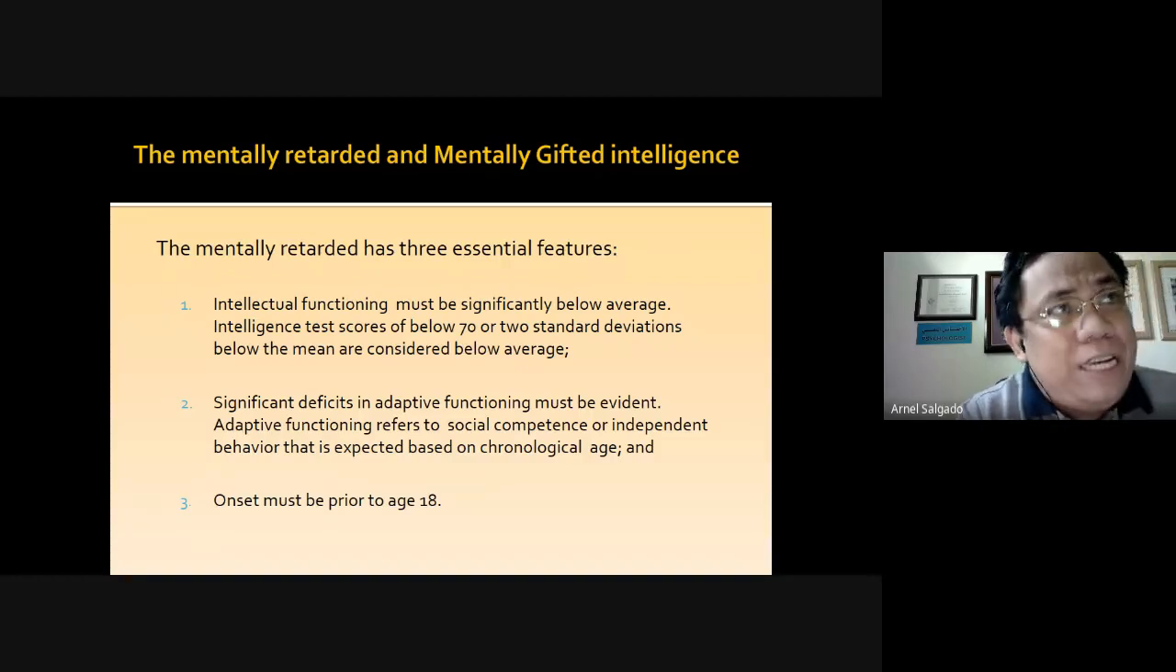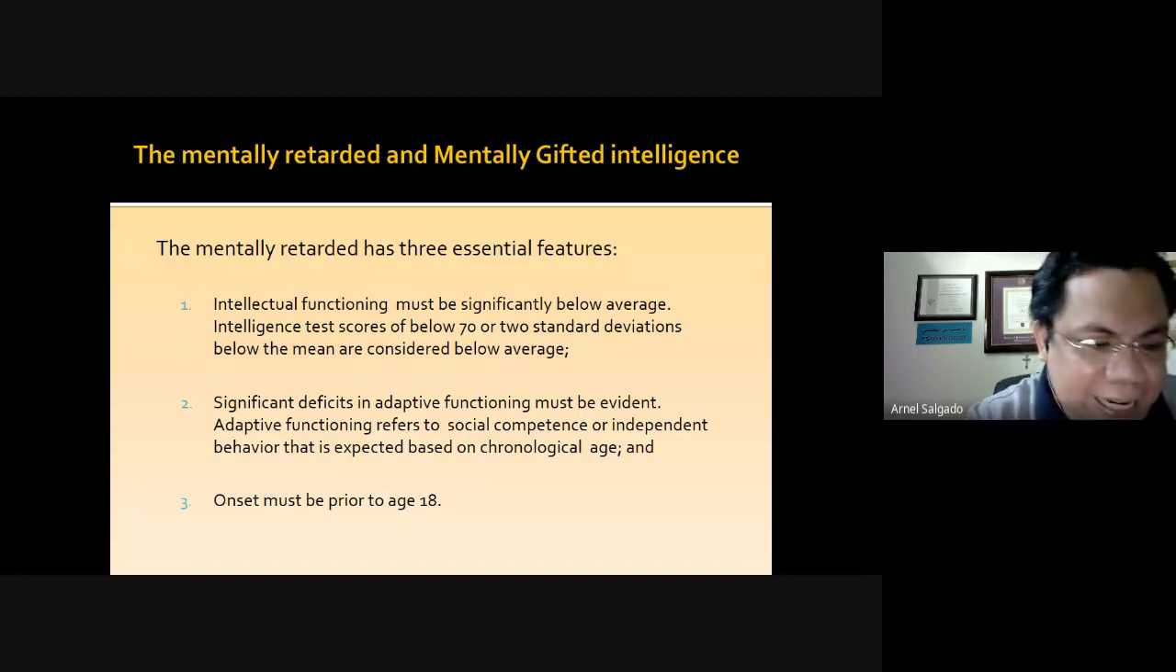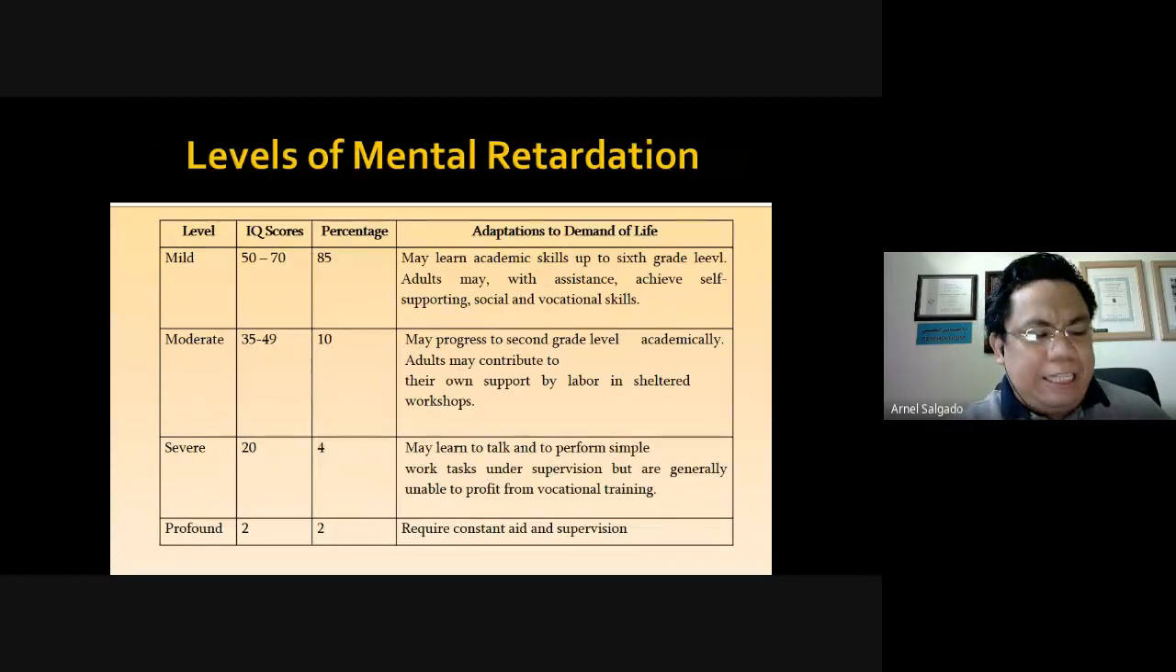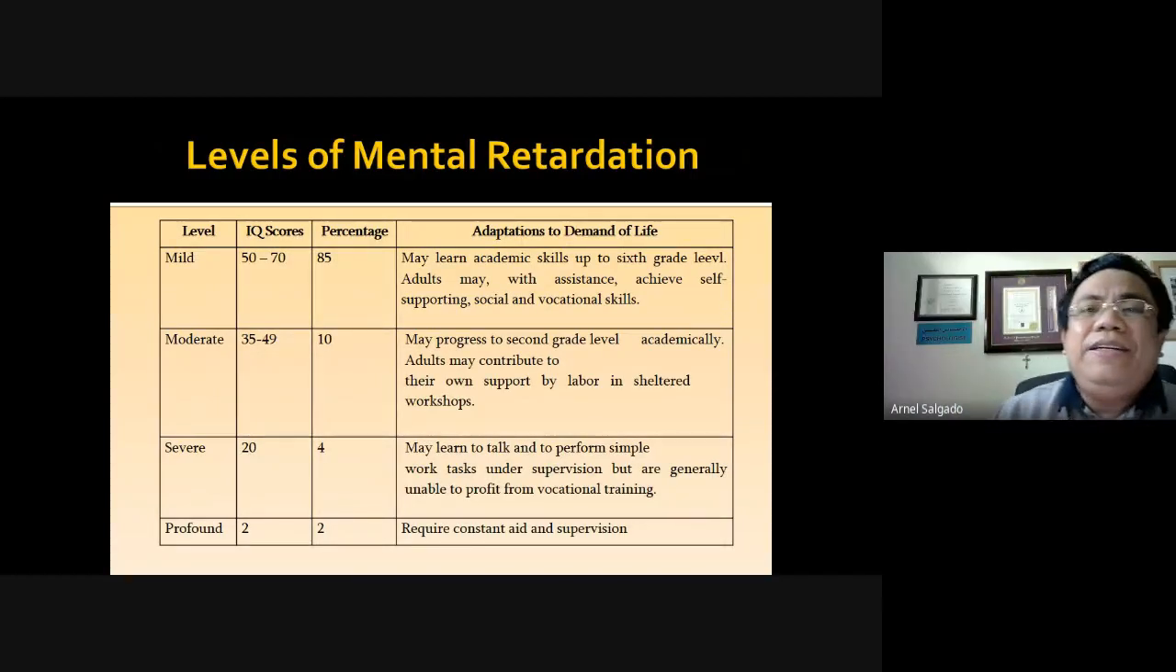There are people really who cannot adapt and who cannot move on. So it will be very, very difficult. They cannot even decide. All right, moving forward. Let us try to look into your IQ: the levels of IQ and the levels of mental retardation.